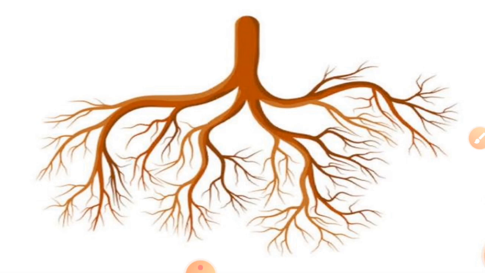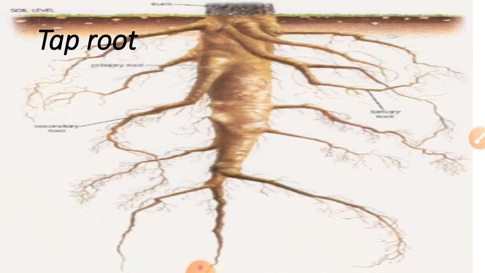Now we learn the types of the root. There are two types of the root. First one is the taproot. In the taproot you can see there is one main part and then many sub parts of it. So you can see the taproot is the main root from which it has many branches. Roots grow from the side, and you can see the root hairs on the side roots.